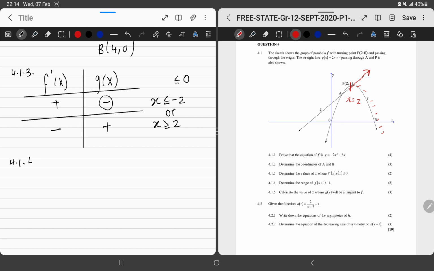4.1.4. Determine the range of f of x plus 1, minus 1. My f of x is given by minus 2x squared plus 8x. So this right here tells me that where I see an x, I must put x plus 1. This is minus 2 times x plus 1 squared, plus 8 times x plus 1. And then I need to subtract a 1.